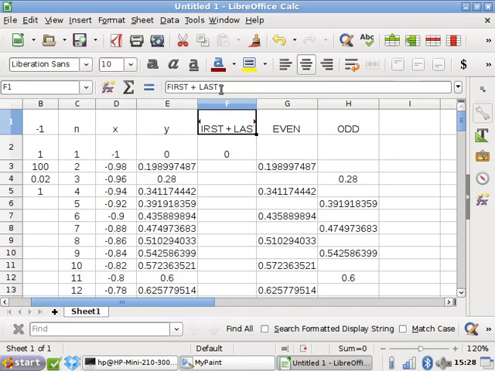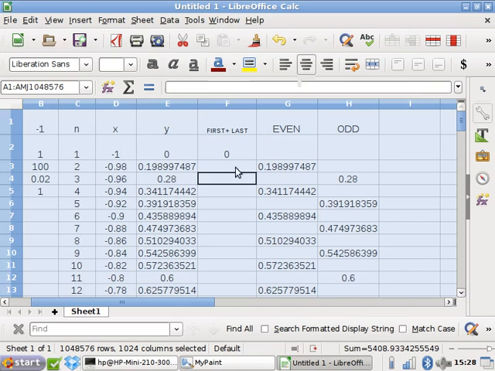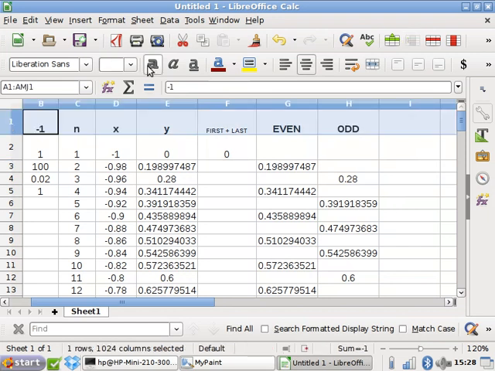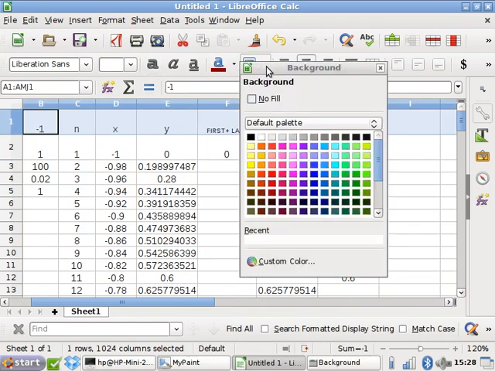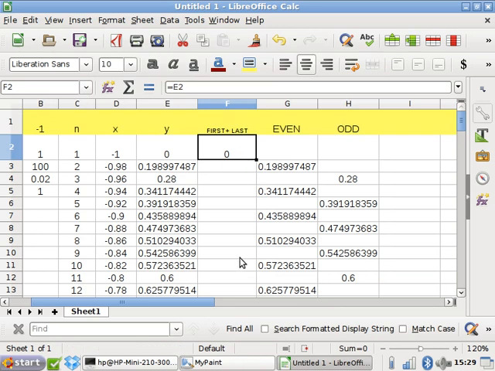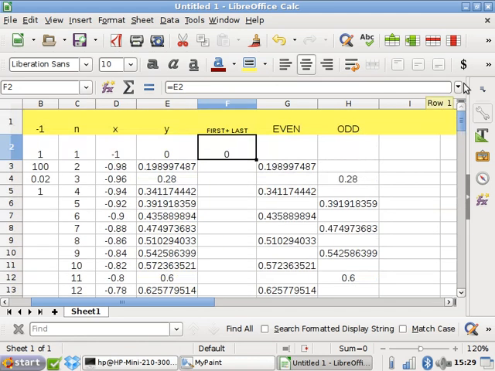Did you get that? Let me just... You have that? No. How do you get to it? Yeah? Okay, so if I go down to the bottom, where is it? First and last.